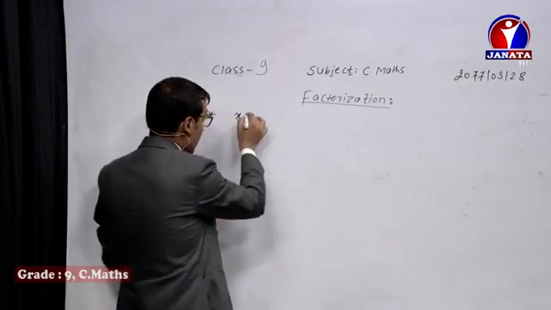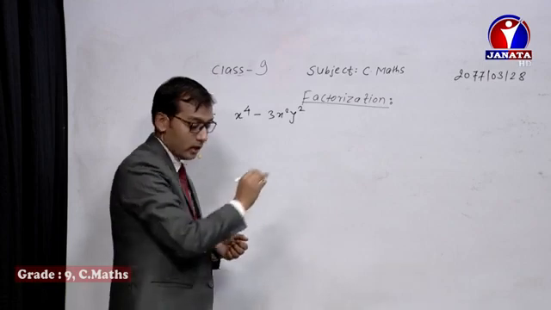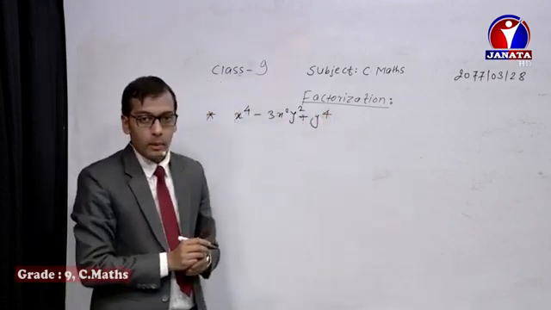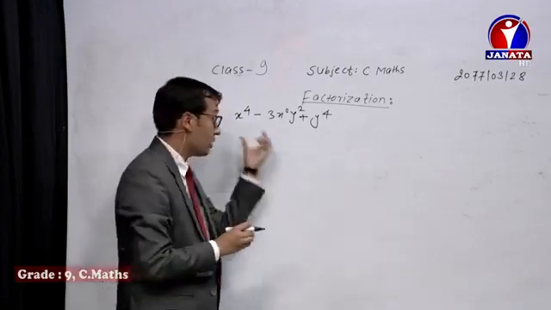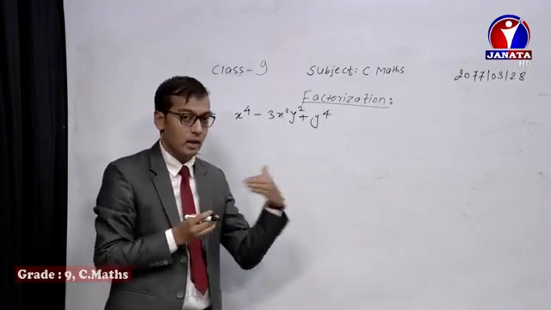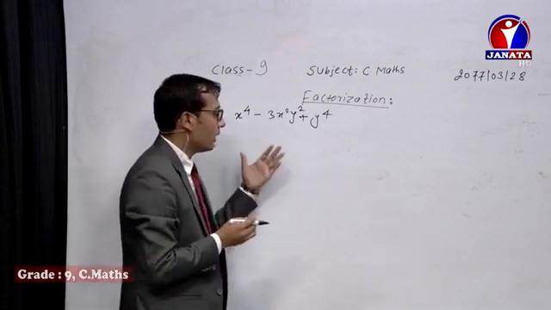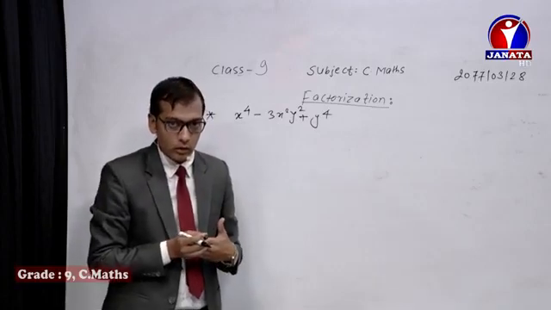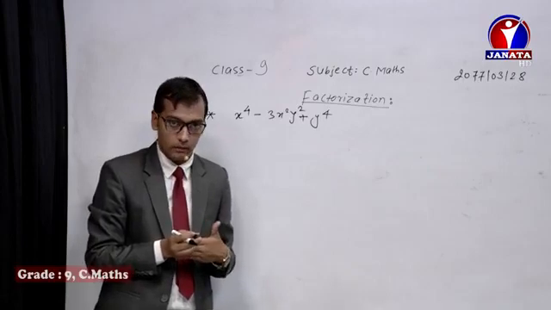Next example is x to the 4 minus 3 times x square y square plus y to the power 4. It's similar, but why I am again doing this question is that it is different in terms of using the expanded form of a square plus b square. So I am saying here, on what factor we choose the expanded form of a square plus b square form.